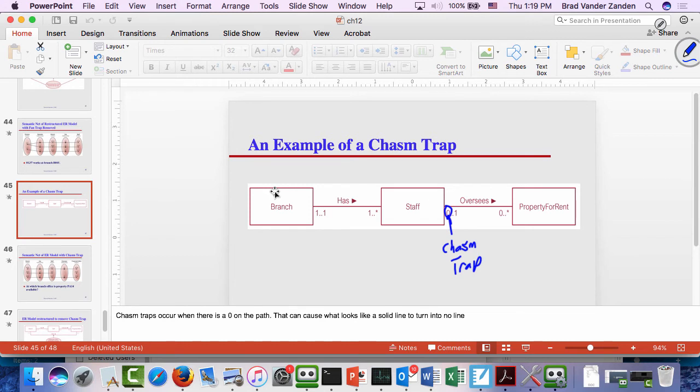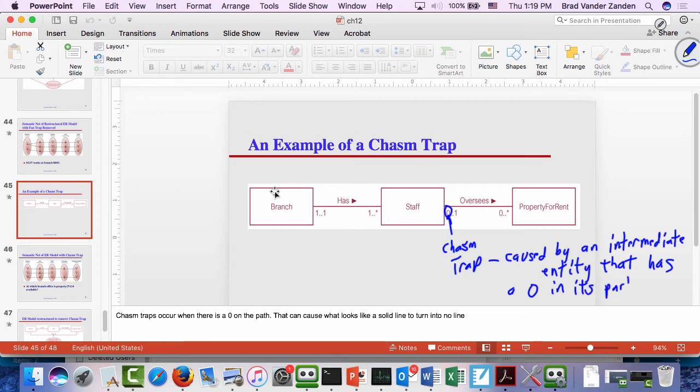So a chasm trap is caused by an intermediate entity that has a zero in its participation rate. Okay, so that's what causes a chasm trap. It looks like there's a path, but if you look closely, you see there's a zero in the participation rate somewhere in the middle of that path, and that causes a chasm trap.